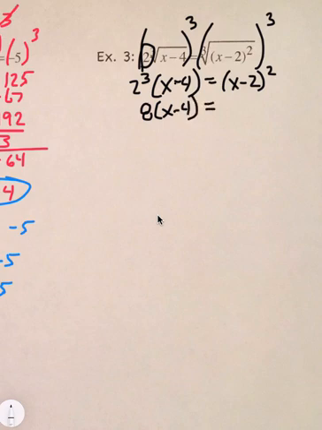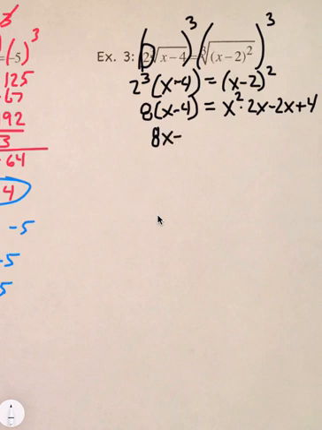And x minus 2 squared, if I multiply it out, that's x minus 2 times x minus 2. Using the FOIL method, I get x squared minus 2x minus 2x plus 4. So that simplifies. We have 8x minus 32 equals x squared minus 4x plus 4.